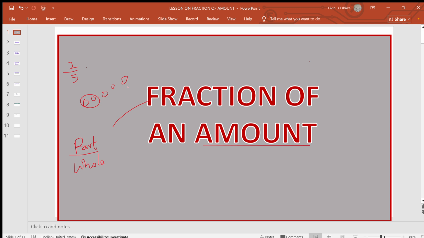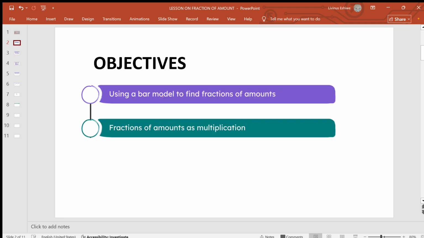Now let's move forward. For this class, we'll be trying to calculate the fraction of any given amount using 2 different models. Firstly, we'll be using the bar models to find the fraction, and then we'll move forward to use normal multiplication to calculate these fractions. So let's begin with the bar model.